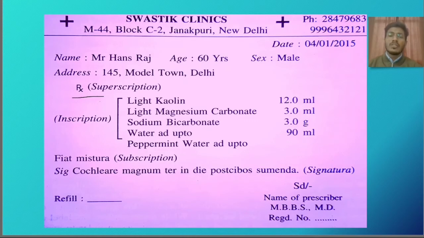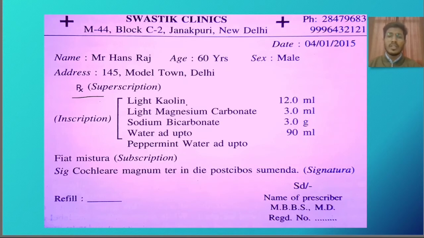After superscription, it is inscription. In inscription, all the detailed ingredients. This is according to the older method. In older days, we did not have tablets, capsules, syrup ready-made available in the pharmacy. The pharmacist used to compound the medicine in the pharmacy itself according to the direction of the prescriber or the doctor. So they used to give the ingredients in this manner, like how much to be taken and how it should be prepared or how it should be mixed and given to the patient.